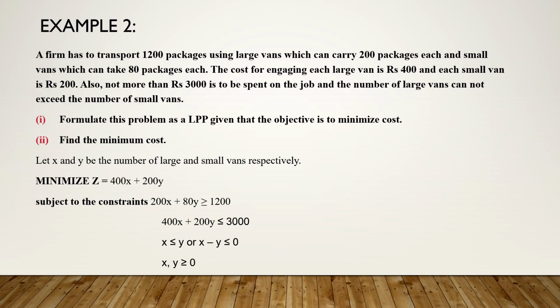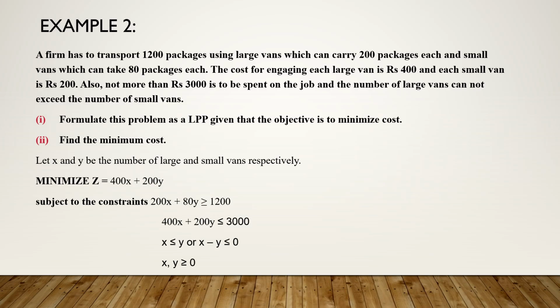First you have to formulate this problem and then you have to solve it. That means find the minimum cost. So first of all, what will be your decision variables? Suppose x and y are the number of large and small vans which are required. So these are your decision variables.